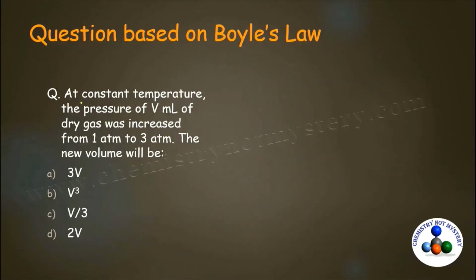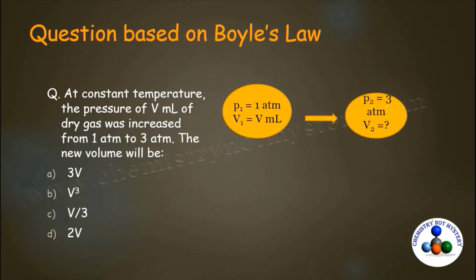Come to the next question. At constant temperature, the pressure of V ml of dry gas was increased from 1 atmosphere to 3 atmosphere. The new volume will be, and these are the options. So initially what is given? P1 is given 1 atmosphere and V1 is given V ml. And in the final state, P2 has become 3 atmosphere and here we have to calculate V2.